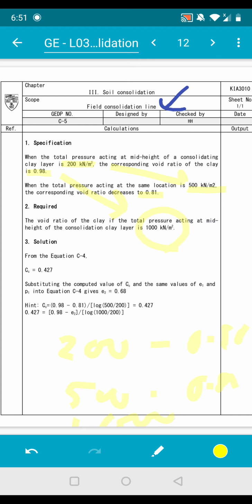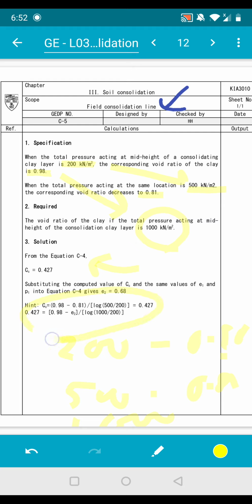So of course the value is decreasing. Okay, so that's the simple concept to understand. So the void ratio of the clay at 1000 kilonewton per meter square. The solution, so a formula is given in your notes. Refer to equation C4.